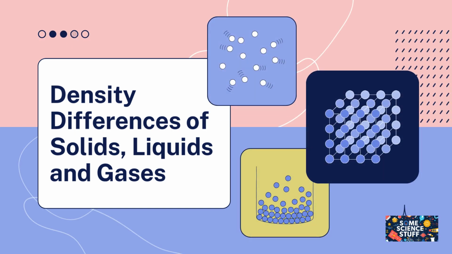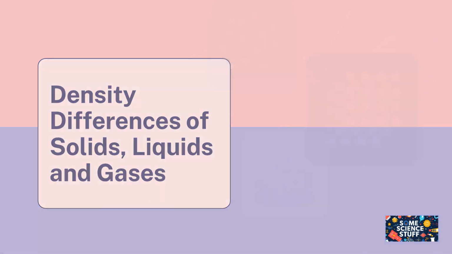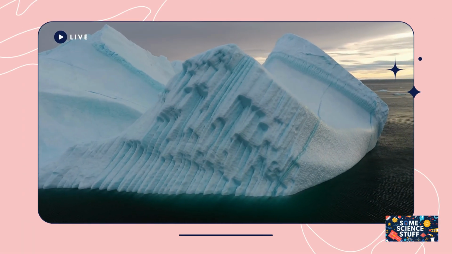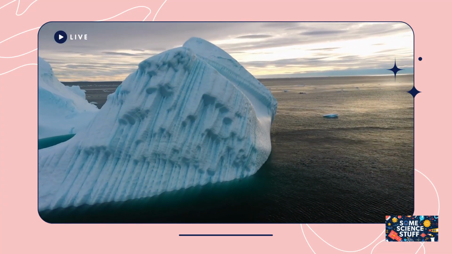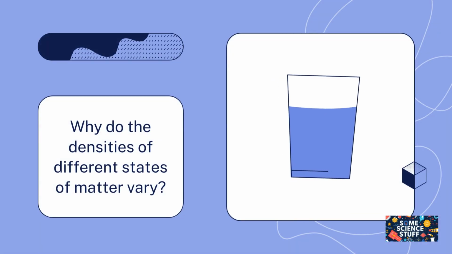Let's discover why solids, liquids, and gases have different densities. Have you ever wondered why a rock sinks in water, water flows freely, and air is almost impossible to see? The answer lies in one important property called density.